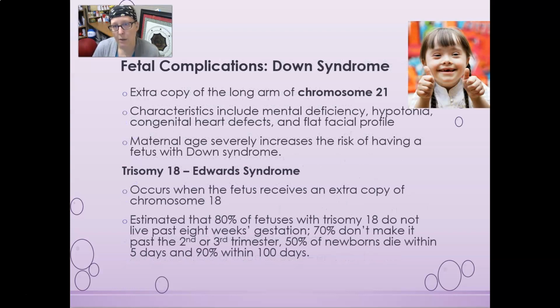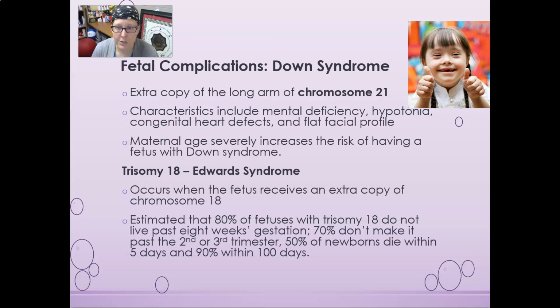The next complication or problem is Down syndrome. Down syndrome is an extra copy of the long arm of chromosome 21. The characteristics of a Down syndrome fetus will include some mental deficiency as the baby grows, hypotonia, and congenital heart defects, usually known as the tetralogy of Fallot, and they will also have a flat facial profile.